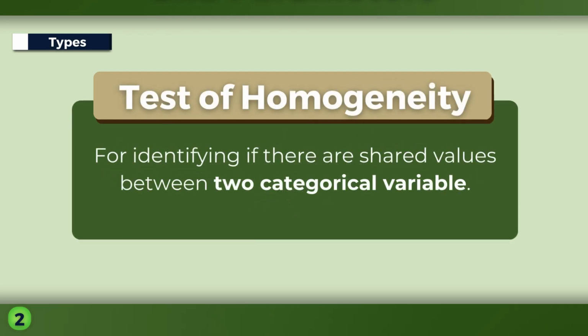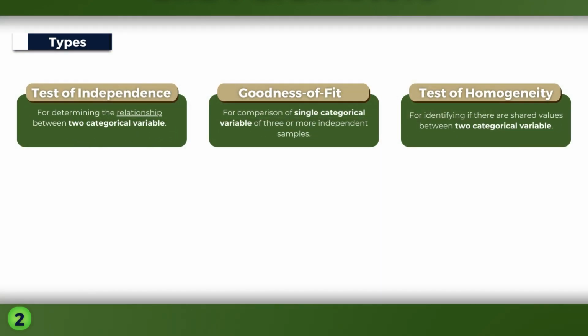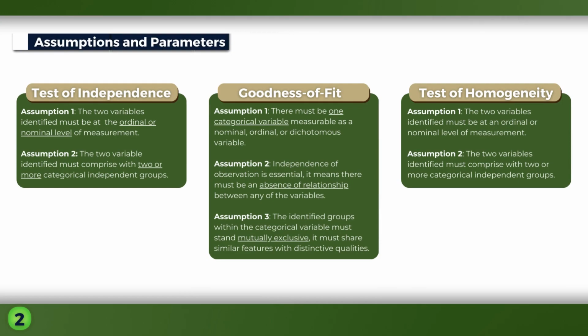The test of homogeneity for identifying if there are shared values between two categorical variables. This test can draw conclusions if the unknown distribution of variables is shared the same by the given population. It mainly centers on the homogeneous or similar characteristics of two populations depending on the variables. Now, to identify what to use, the assumptions and parameters serve to guide whether a particular problem or situation qualifies for any of the three.